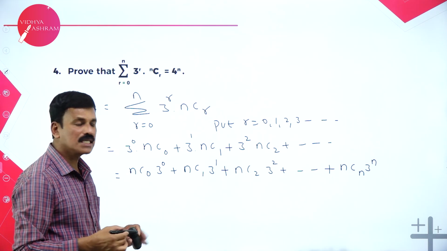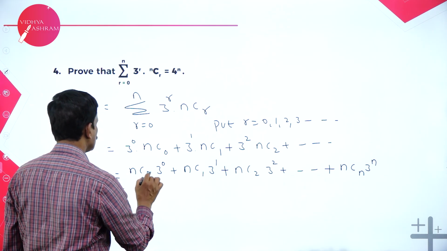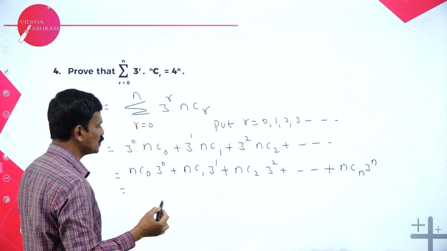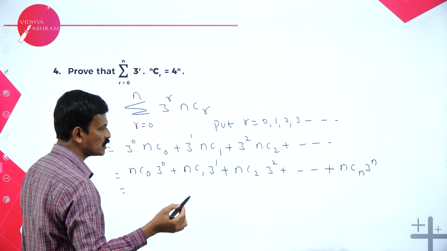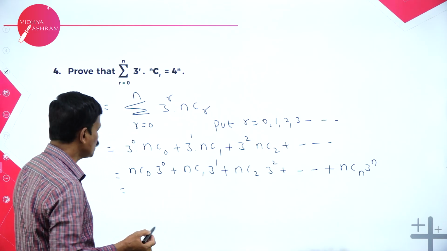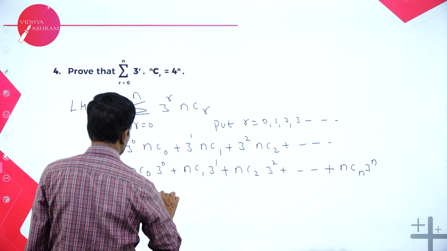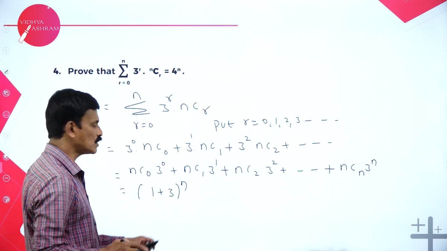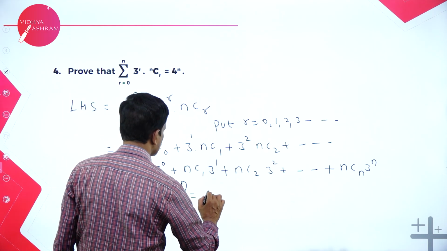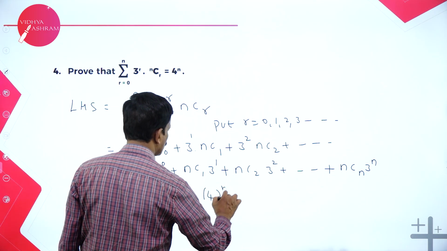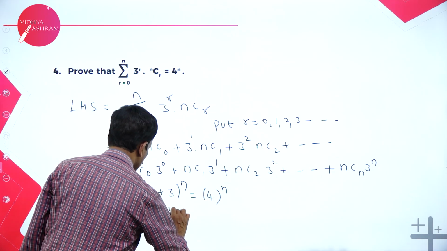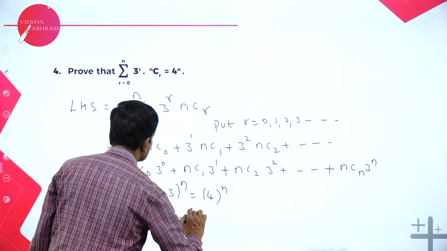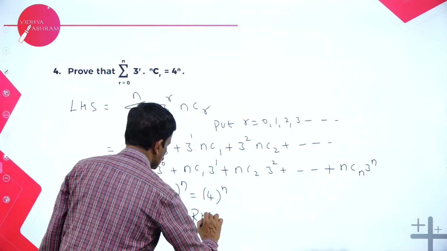Now if you observe this carefully, nC0 3^0 plus nC1 3^1 plus nC2 3² etc., nCn 3^n is of the form (1 + 3)^n. Right. (1 + 3)^n. So what is 1 plus 3? That is nothing but 4^n. So this is equal to 4^n, which is the required RHS. That's it.